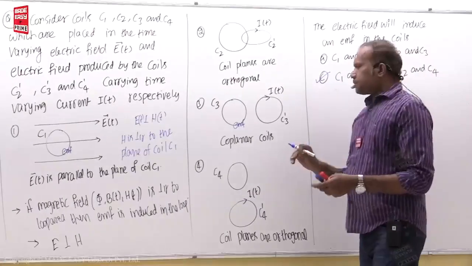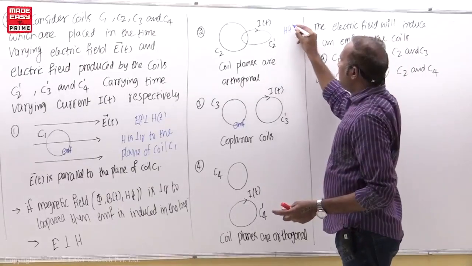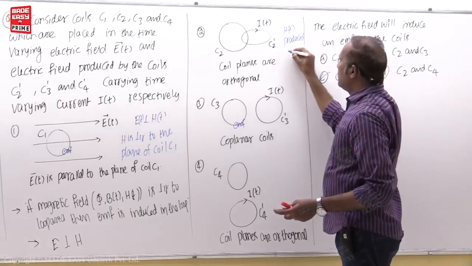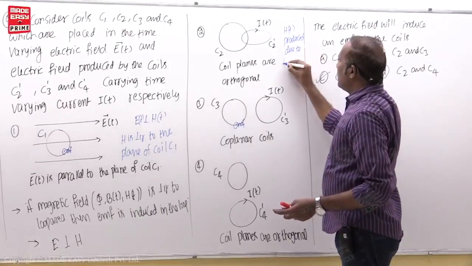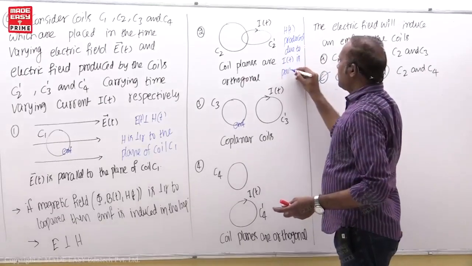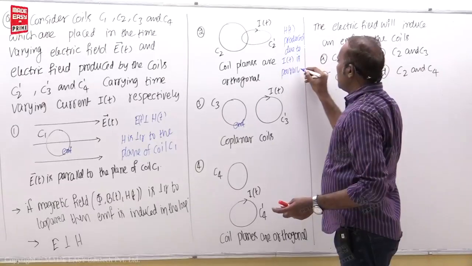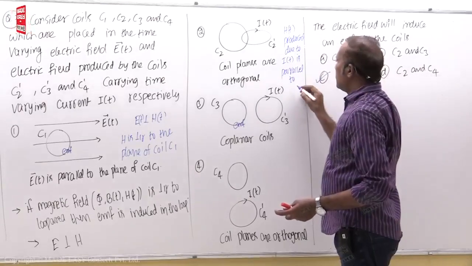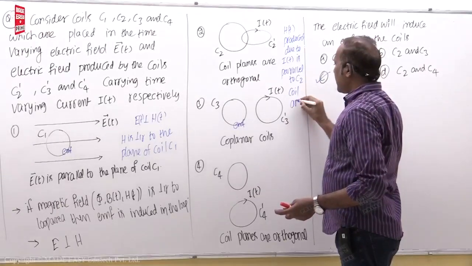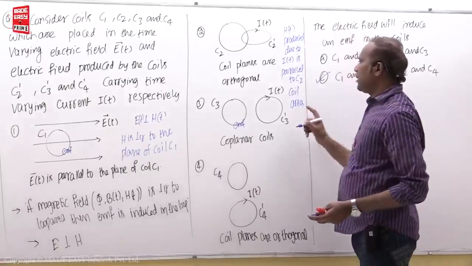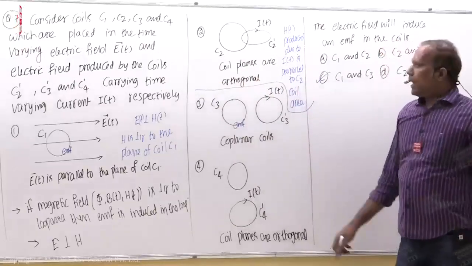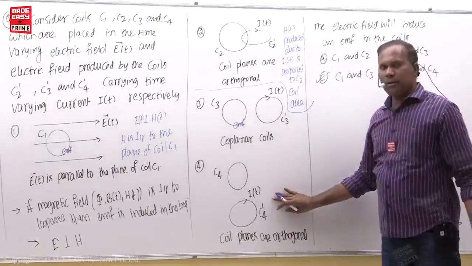Okay. Here, H of t produced due to I of t is parallel to the C2 coil area, or otherwise plane, the C2 coil area. So that is why EMF is not induced in this one. And the same explanation applies to this also.